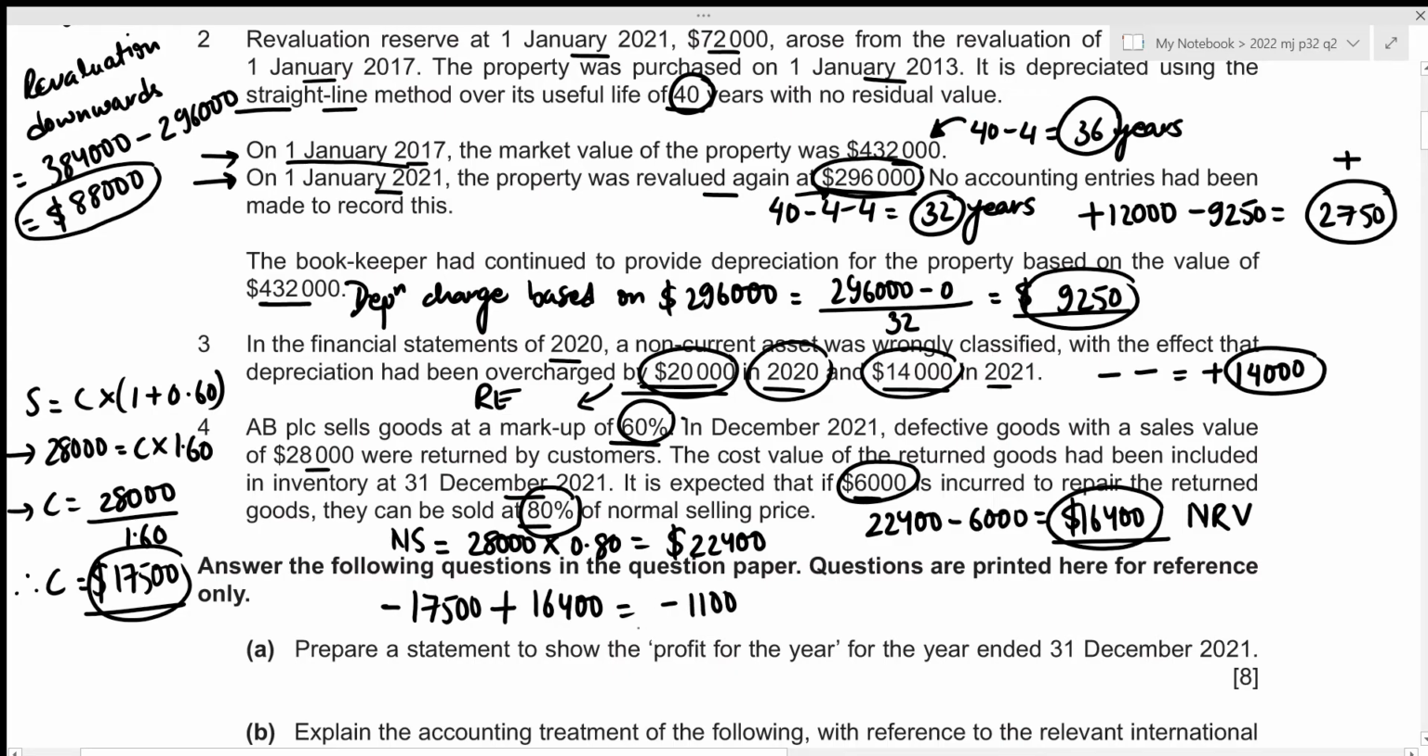And remember that closing inventories are always added while figuring out the profit. So again, this is going to remain negative 1,100. So this just means that we should be subtracting this amount of 1,100 from our draft profits from operations in order to figure out the correct profit for the year.